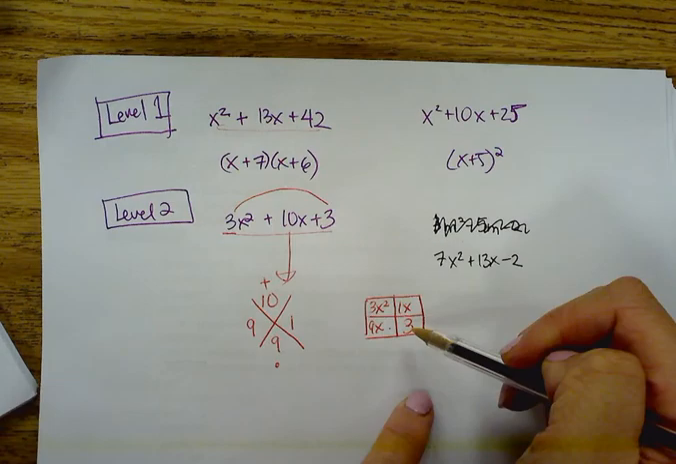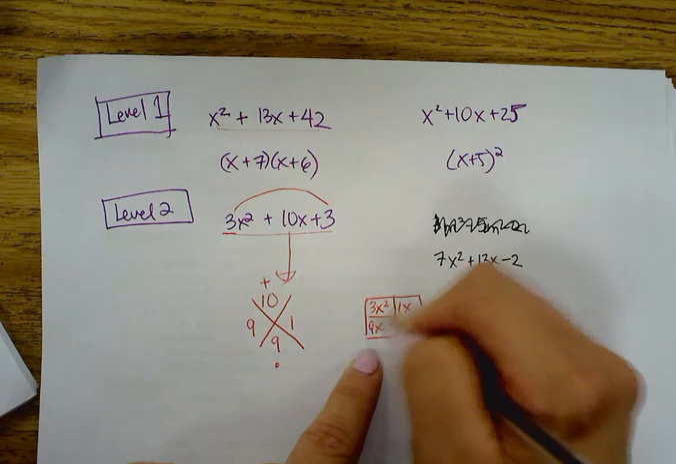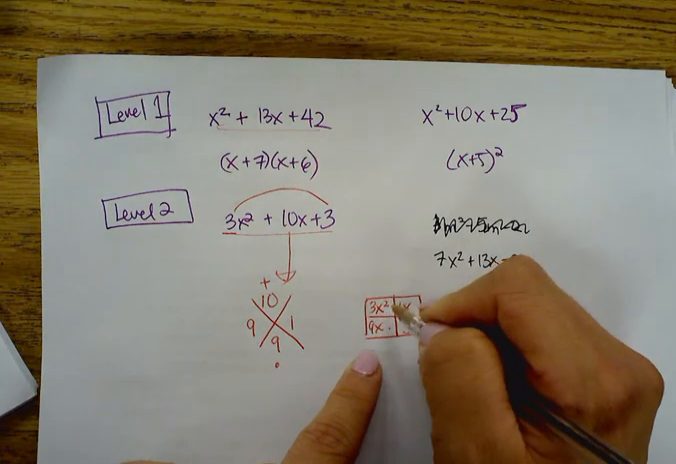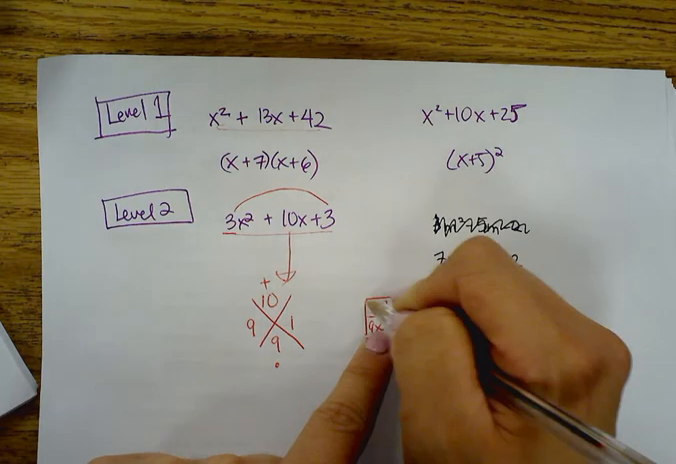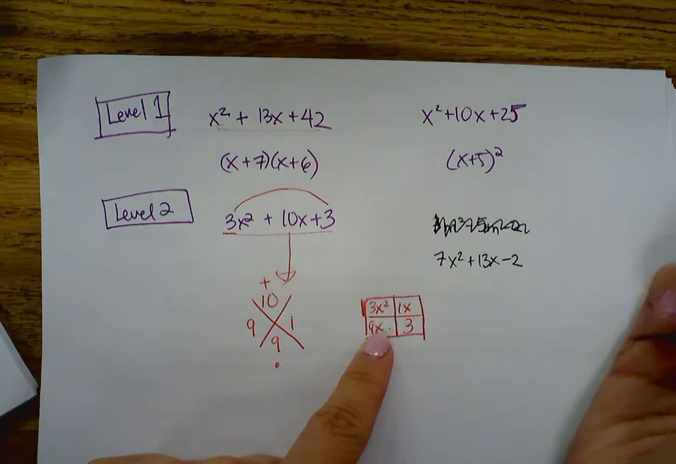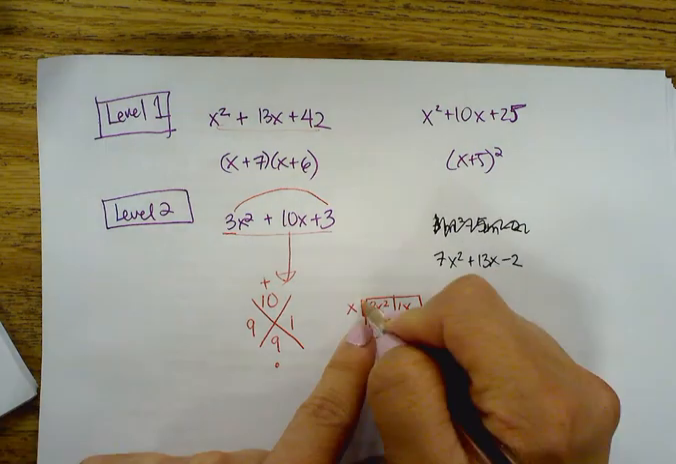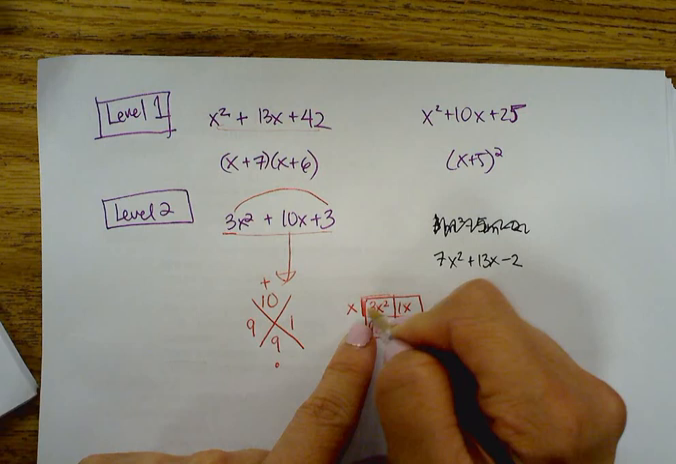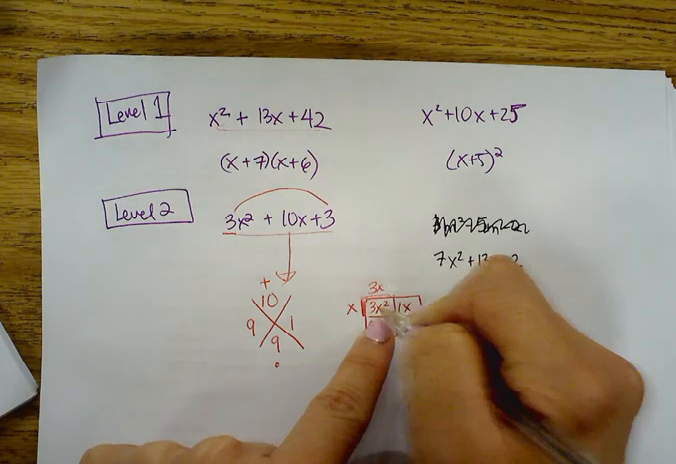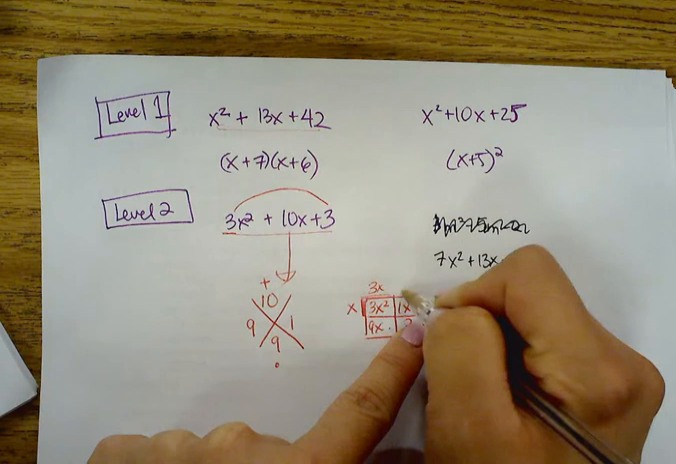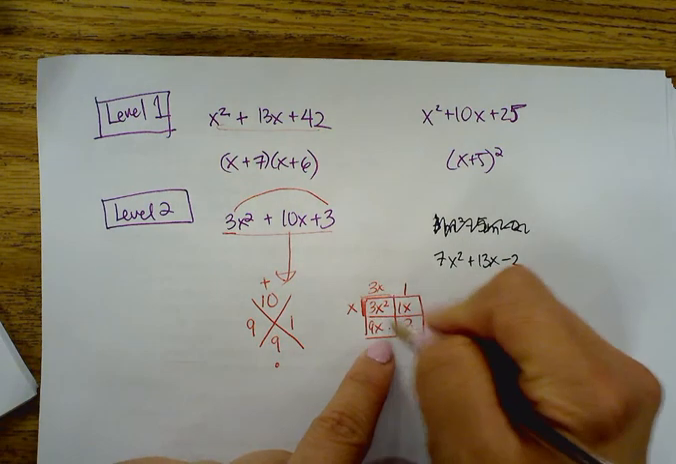Now let's factor out. What's the area of this box? 3x squared. And the area of this box is x. So what do you think is the length of this rectangle? They both have what in common? An x. Okay, x has to multiply by what to make 3x squared? 3x, because 3x times x is 3x squared. What times x will give me 1x? 1.